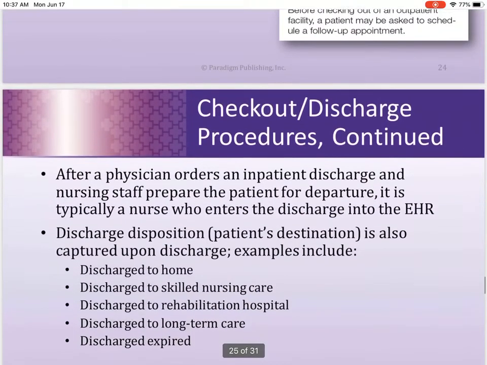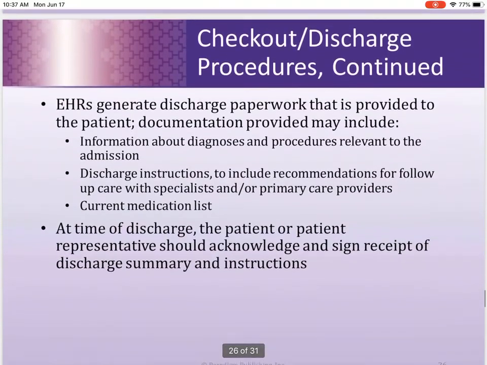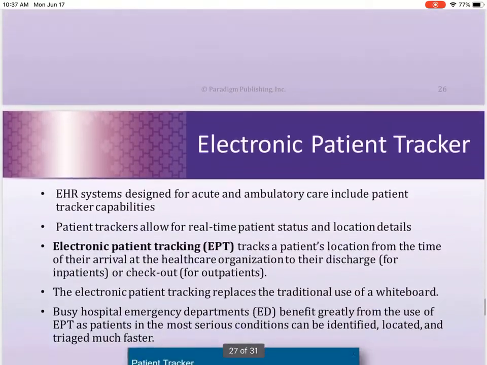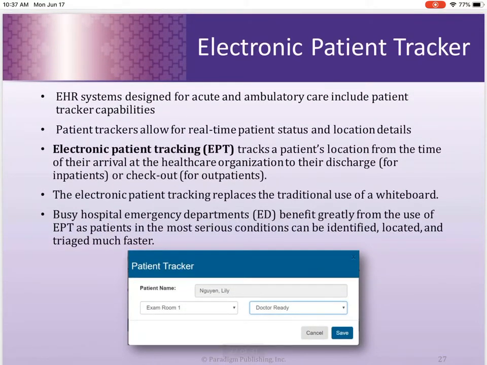All right, let's get into electronic patient trackers. An EHR system has the ability to track a patient's location from admission to discharge for inpatients or from check-in to check-out for outpatients. This feature offers a real-time, at-a-glance view of a patient's current status and location. Electronic patient tracking, or EPT, is an important function of an EHR system.